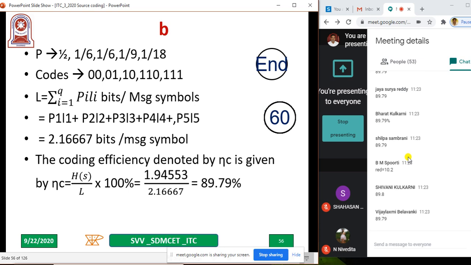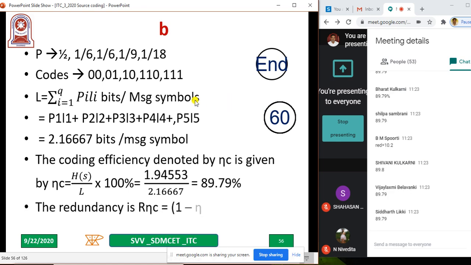So let us go to the next. The redundancy, okay, redundancy it is, good, I thought it is 10.2, correct, Spurti. Abhishek, the majority have got the same answer. So let us go to the next. I will take another few minutes because at 11:30 you may have a class. I will wind up within a minute.